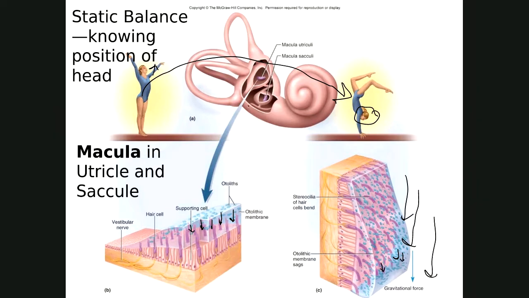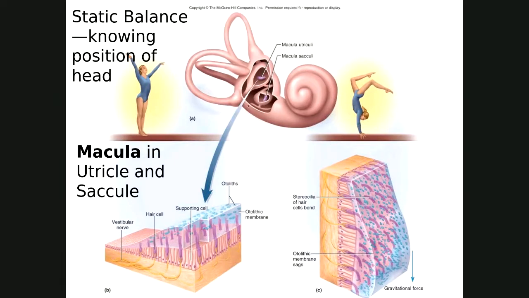And look what happens to the hair cells. They get bent. And when they get bent, they send out action potentials. And they go to your brain, and your brain knows that your head is now in this position. And then when you go back to this position, look what happens. We're not going to slide down anymore.